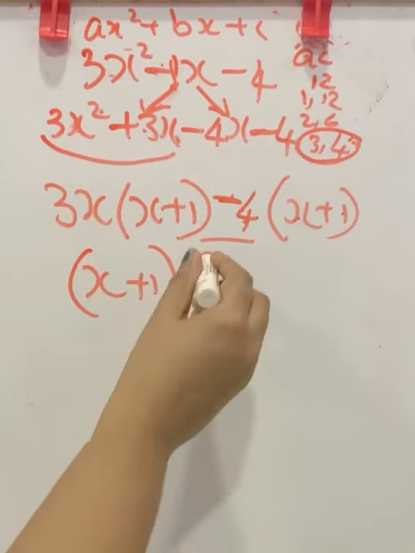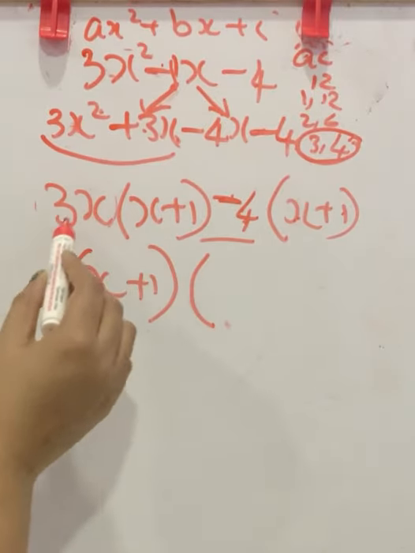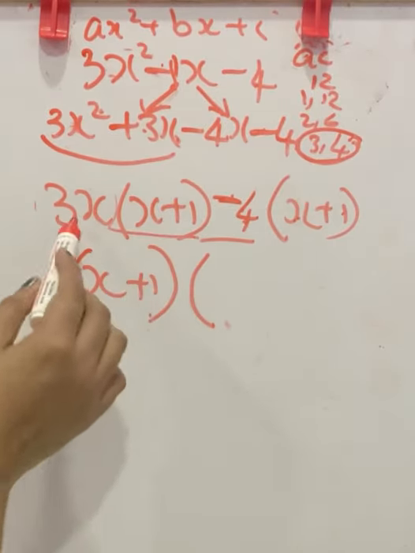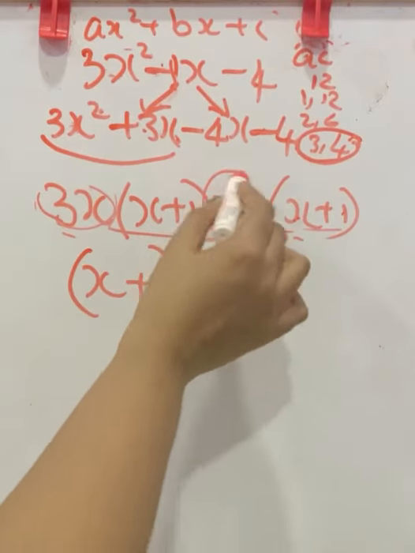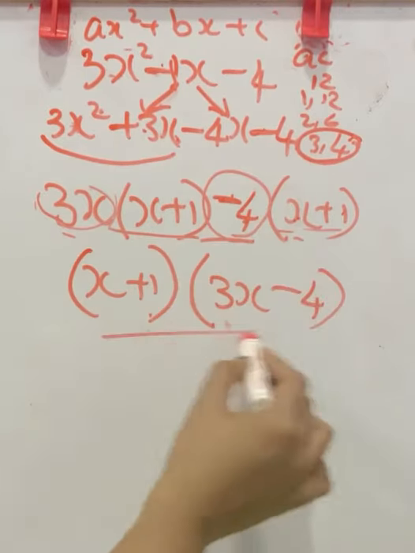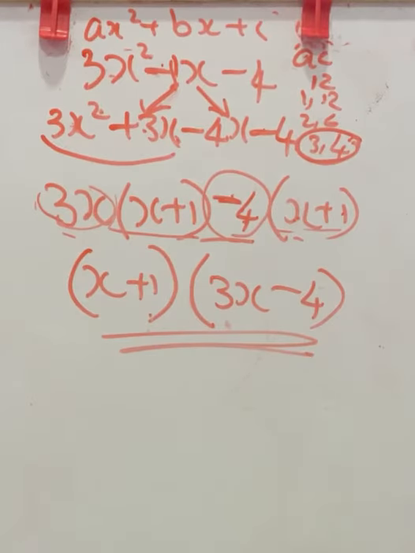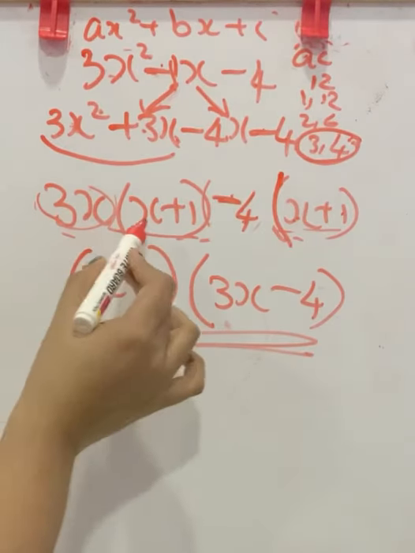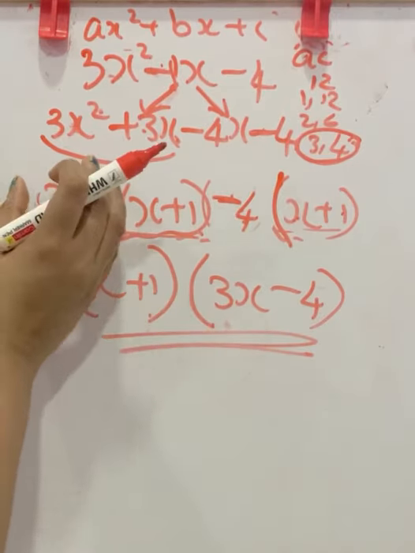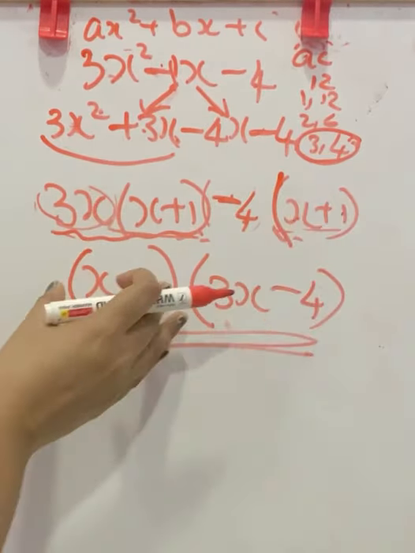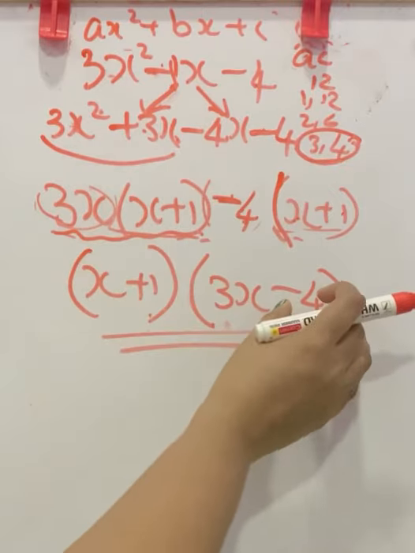Now from these two terms, this bracket x plus 1 is common. When x plus 1 is taken, the balance is 3x. If here x plus 1 is taken, the balance is minus 4. These are the factors. Here remember, from this term x plus 1 is taken, so the balance will be 3x. Here also x plus 1 is taken, so the balance will be minus 4.